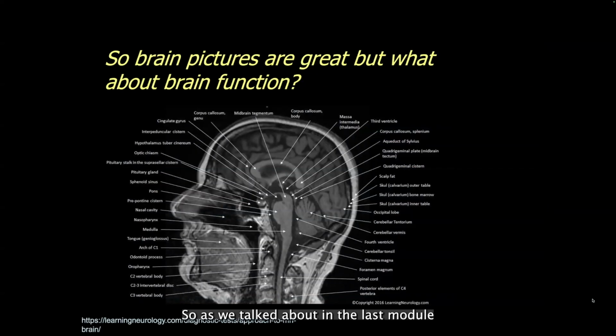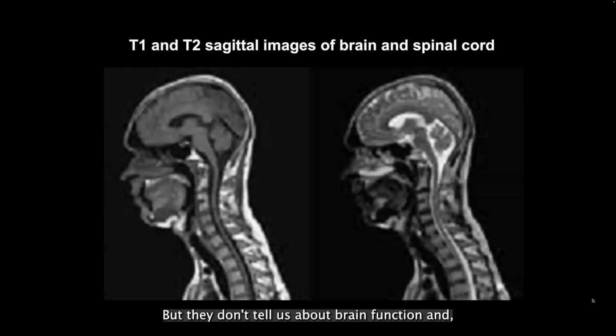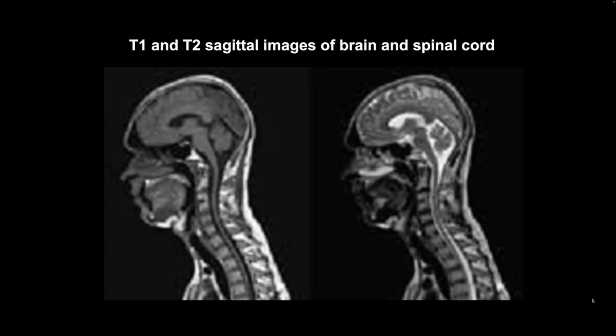So as I talked about in the last module regarding functional imaging, MRI and other techniques can give us images of the brain, which can be incredibly helpful to look at neuroanatomy and different parts of the brain. What they don't tell us is about brain function. And these are cross-sectional images. These are sagittal views of a T1 and a T2, which are different types of MRI approaches to look at the brain, spinal cord, and you can even see the face of this individual.